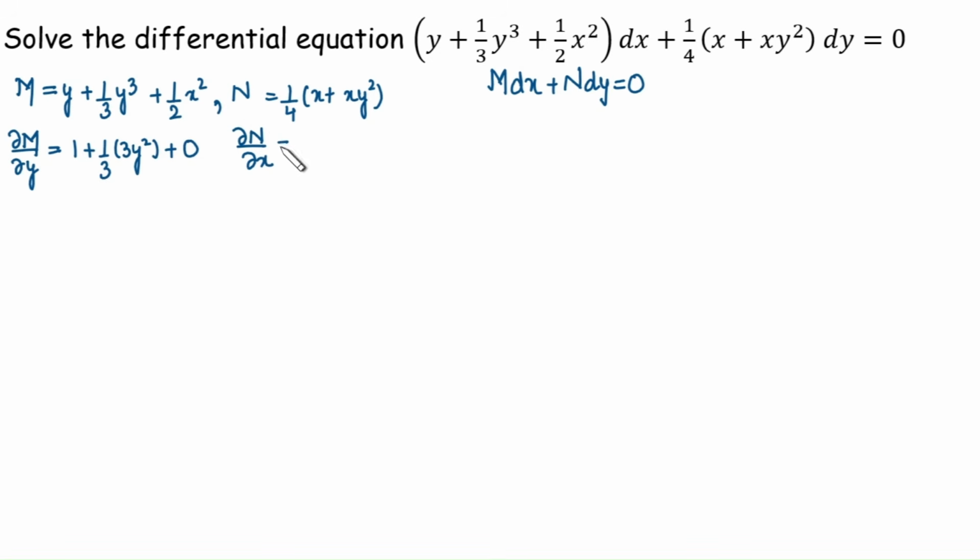And the partial derivative of N with respect to x, keeping y as a constant, is equal to 1 by 4 as it is. Its derivative is 1. In this case, x derivative is 1 into y square. Now simplify both the terms. This results in 1 plus y square, and in this case 1 by 4 into 1 plus y square. So you can check it. Both the terms are not the same. This implies the differential equation is not exact.